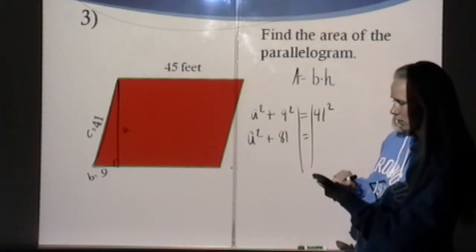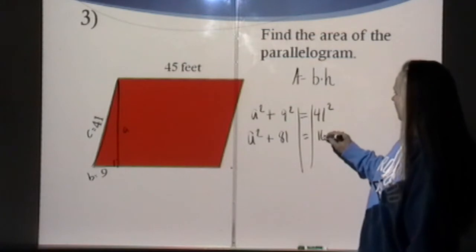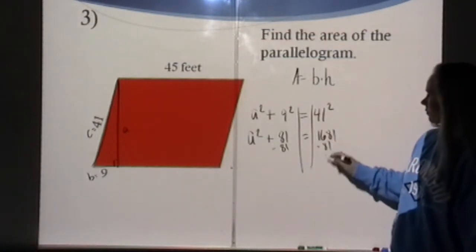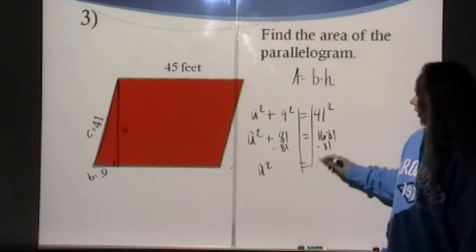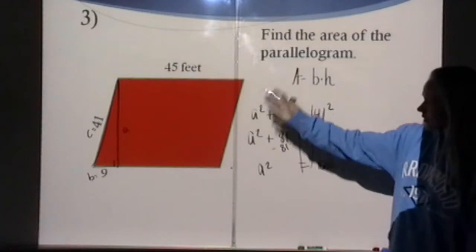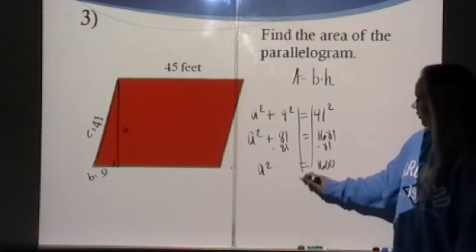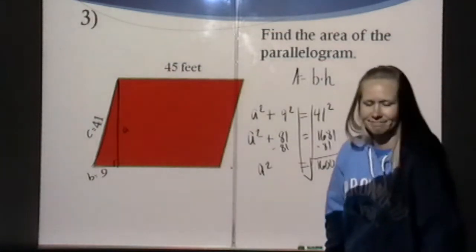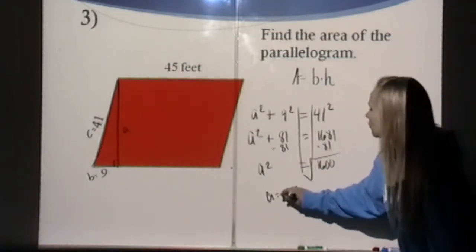So let's evaluate. A squared plus 9 times 9 is 81. 41 times 41 is 1681. Okay, subtract 81. Well, 1681 minus 81 is 1600. Now again, of course, it's not 1600 units or feet long, so I have to find the square root. 40. So A is equal to 40.